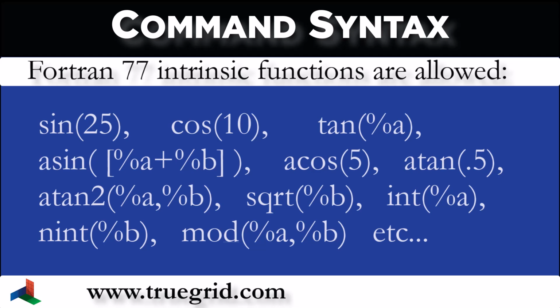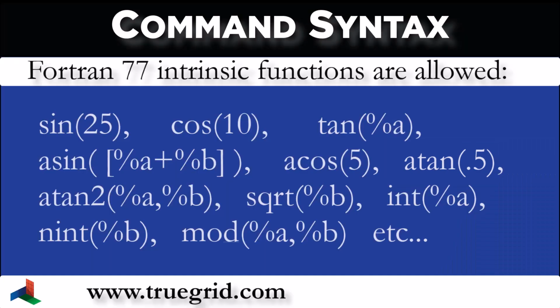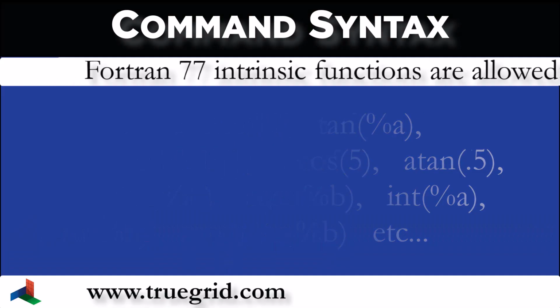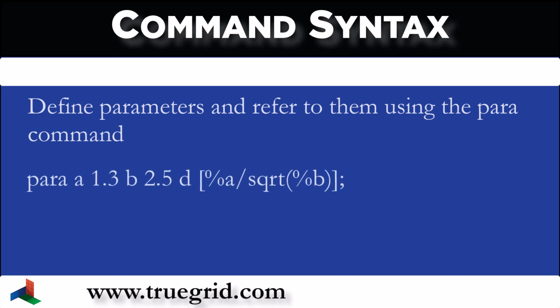Now, most of this is being taken out of Fortran, but they also, in most cases, work in C. So, for example, we have the arctangent or the nearest integer. Now, you define a parameter with the para command. You give it a variable name. In this case, I used A. And this sets A to be 1.3. And B is set to 2.5. And then D is set to the value of A, that's %A, which is this variable here. When you use that variable, you put a % in front of it. %A divided by the square root of %B, or the value of B. That's an example of how you would use square brackets to supply a number that is required within some command.